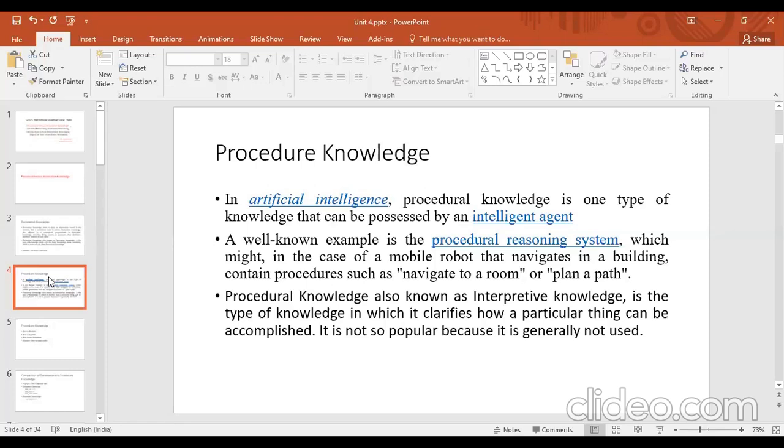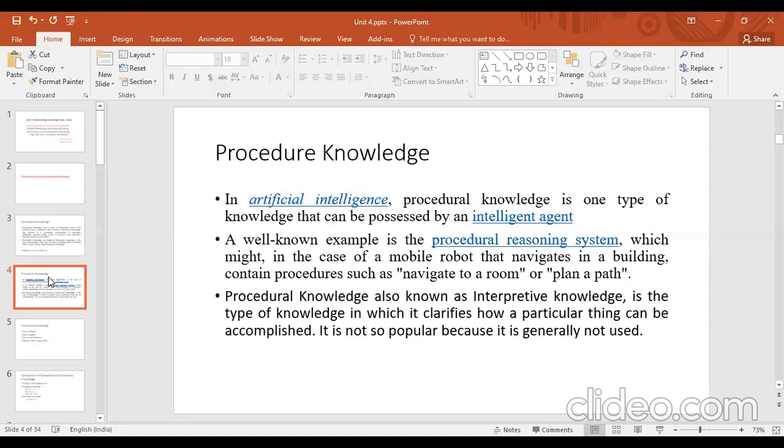to solve your problem. Procedural knowledge, also known as interpretive knowledge, is the type of knowledge which clarifies how particular things can be accomplished. It means how you can obtain your solution. So this is the process related to solving your problem, and it is called procedural knowledge. It is not popular because it is generally not used.